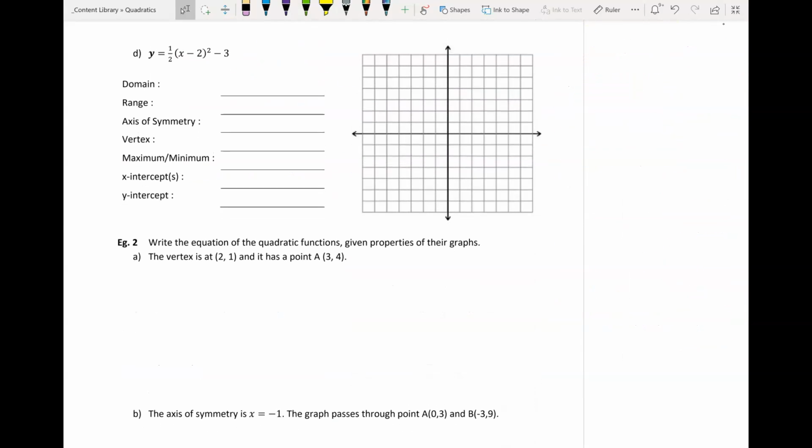I'm going to do one more graph. Again, the first step is to find that vertex, which in this case is going to be positive 2 and negative 3. So our x value is 2, y value is negative 3. And we can graph that right away.